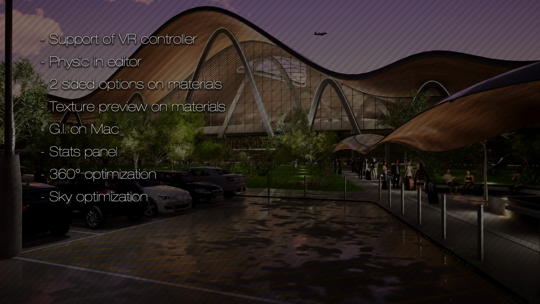Now it's possible. We have the statistic panel, so I've already shown you this just before. We have a bunch of stats like the number of polygons and the performance intake of your computer. And we made a lot of optimization for the 360 export, so for panorama and video. We made a huge optimization pass on this, and now the render of those media is two to four times faster than before. And we also made some optimization on the sky just to be more fluid inside the viewport.